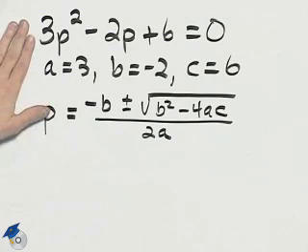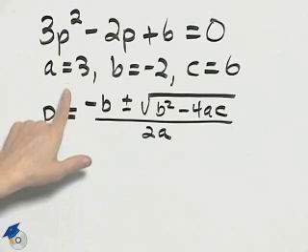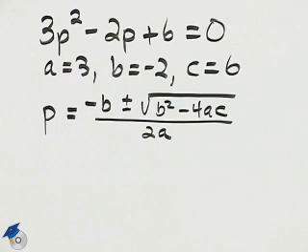To solve this equation, we're going to use the quadratic formula. In order to use the quadratic formula, we need to know a, which is 3, b, which is -2, and c, which is 6. I will now proceed to substitute.